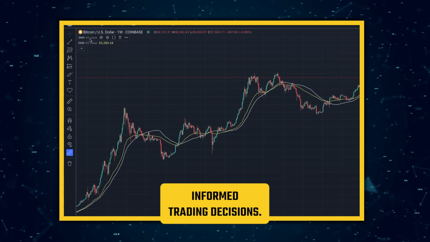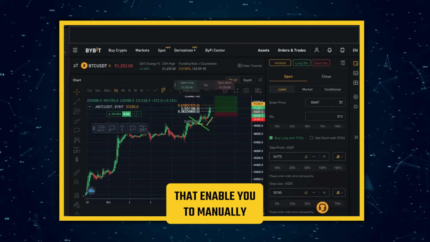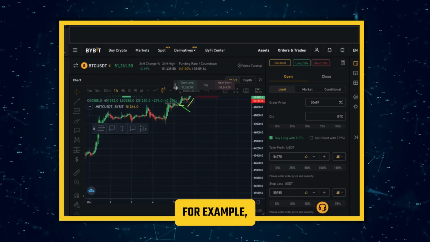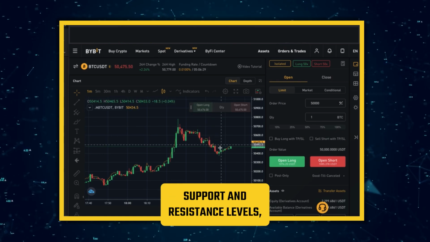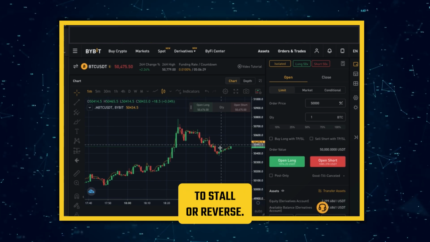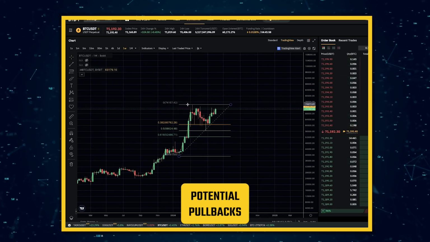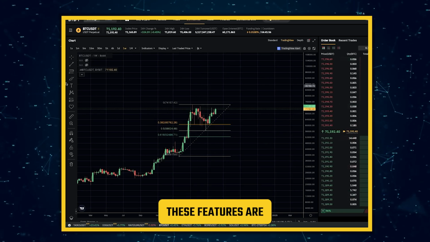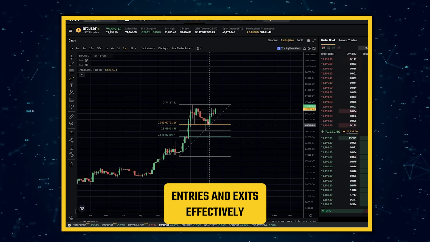In addition to these indicators, Bybit offers an array of drawing tools that enable you to manually plot key levels on your chart. For example, you can draw trend lines to visually represent the direction of the market or highlight support and resistance levels, which are critical areas where price is likely to stall or reverse. Fibonacci retracements can also be drawn to predict potential pullbacks or continuation points in trending markets. These features are vital for technical traders who rely on chart patterns to time their entries and exits effectively.